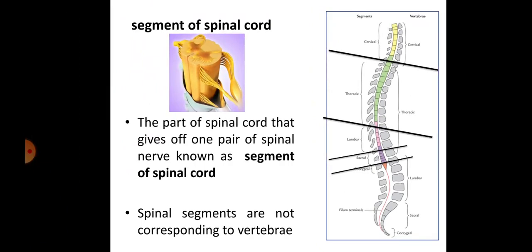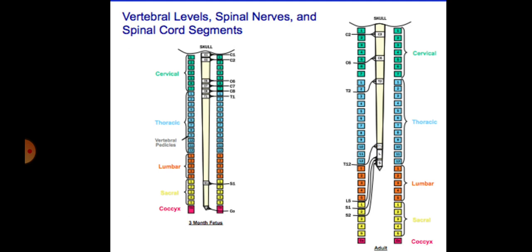The spinal segments are different, and the vertebral column vertebrae are different. The spinal segments do not correspond to the vertebrae. For example, the C1 segment may lie with the C1 vertebra, and C2 may lie along with the C2 vertebra, but the remaining are not lying opposite or equal. It means the spinal segments do not correspond to the vertebrae. Then how should we calculate?